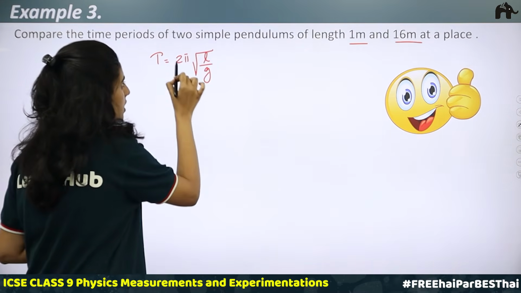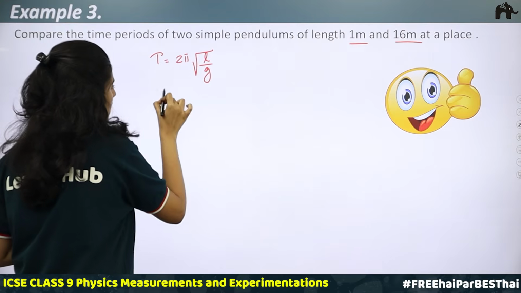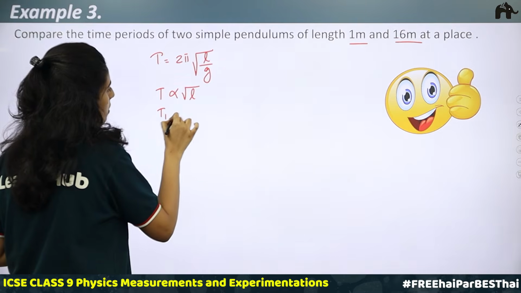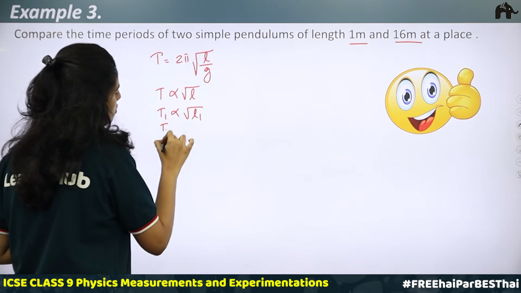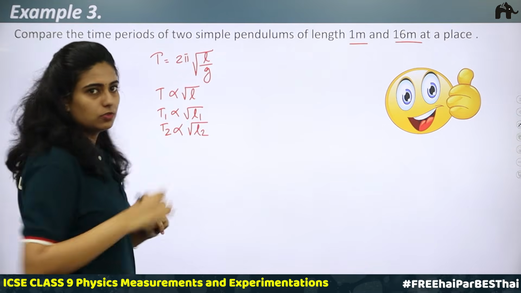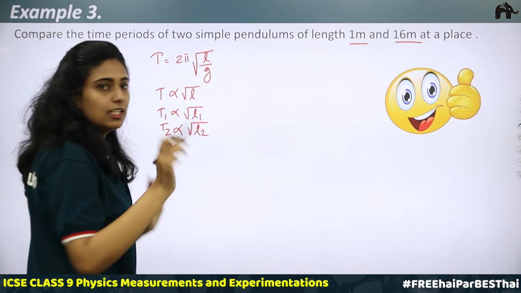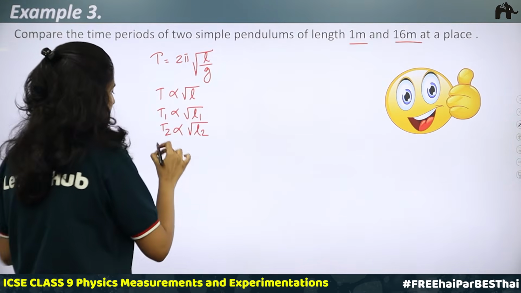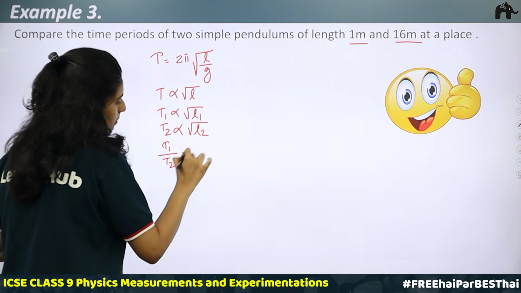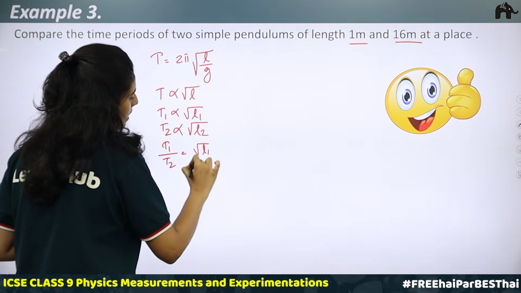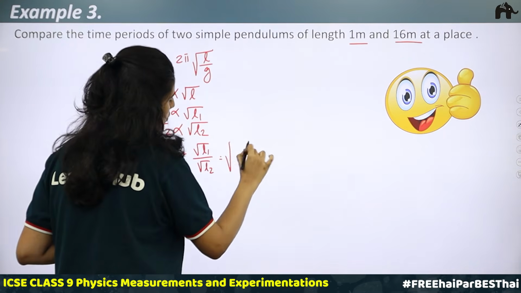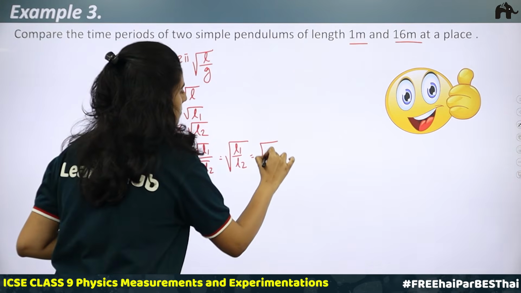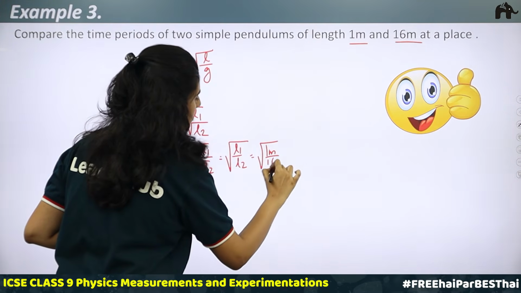Here G is a constant, 2 and pi are also constants. So T is directly proportional to root of L, which means T1 is proportional to root L1, T2 is proportional to root L2. If you take it like this, all other terms will get cancelled. 2 pi and root G will be cancelled when we take the ratio. So taking the ratio, T1 by T2 will be equal to root L1 by root L2, or root of L1 divided by L2, which is equal to root of L1 is 1 meter and L2 is 16 meter.